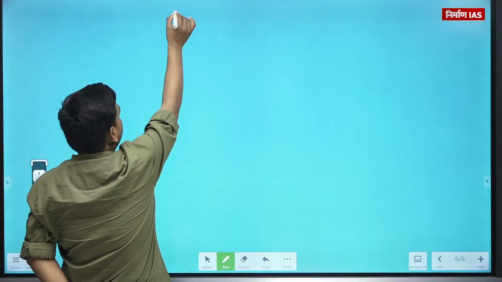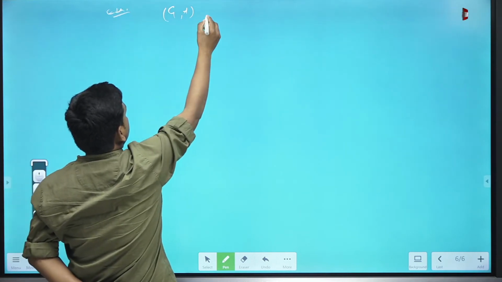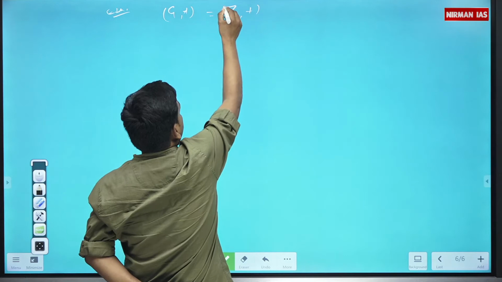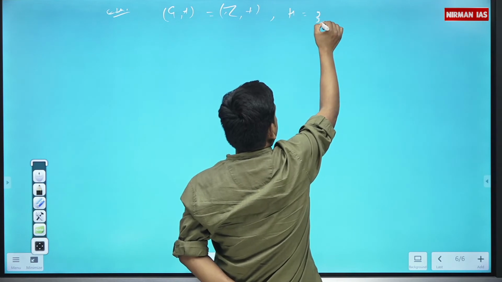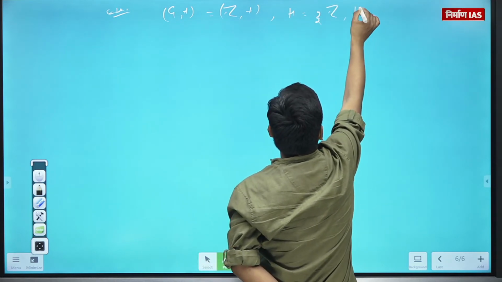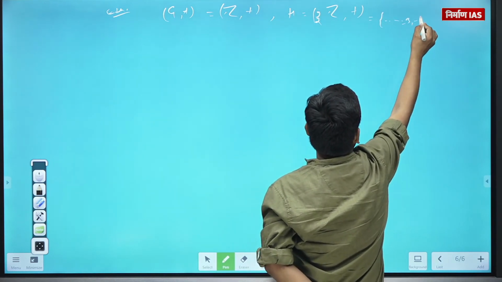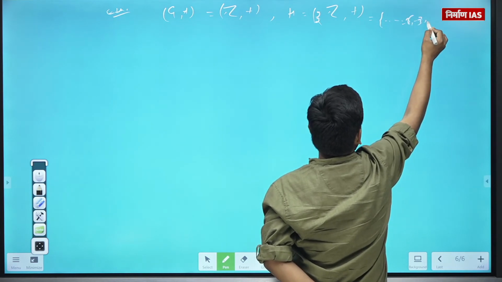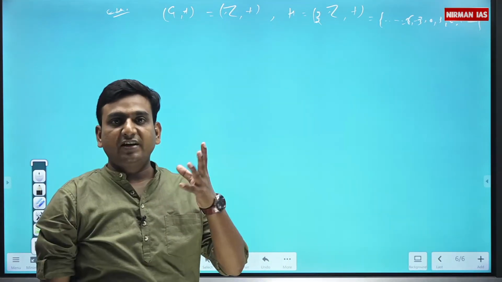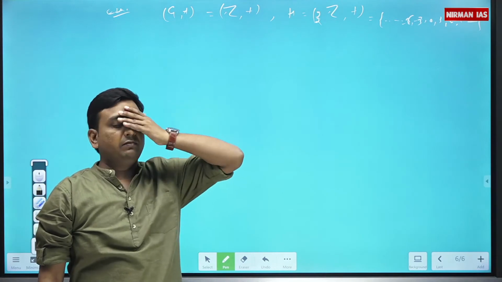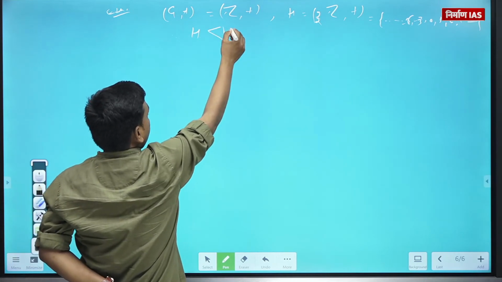Okay, let's take G as Z plus, and we take H as, let's say, 3Z. 3Z means multiples of 3, so minus 6, minus 3, 0, 3, 6, 9, and so on. Also, Z is abelian, so every subgroup of Z will be normal in Z. So H is a normal subgroup of G.